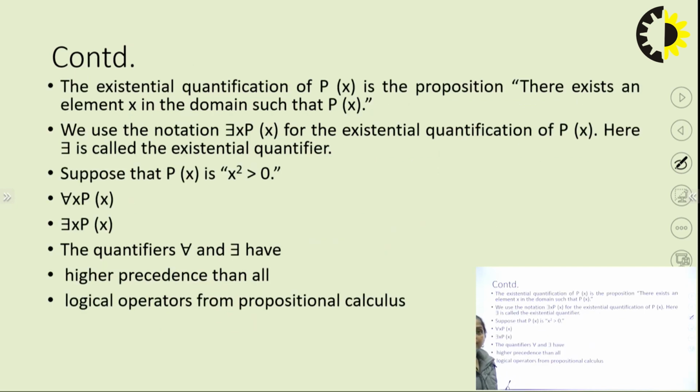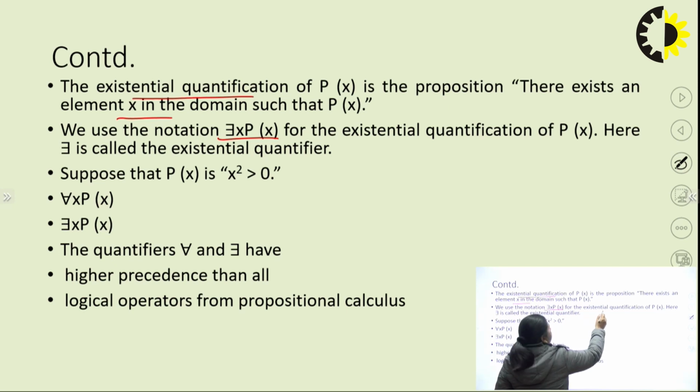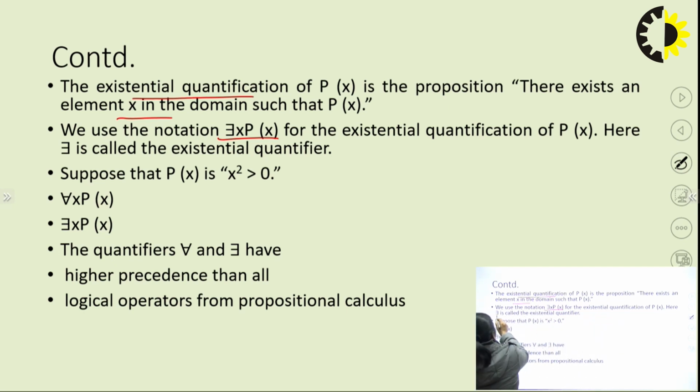Second is existential quantifier. So, what is existential quantification? The existential quantification of Px is the proposition there exists an element x in the domain such that Px. What was in universal? For all x in the domain. Now, we are having there exists 1. When we say there exists 1, it means Px is true for at least 1. What is the notation used? There exists x Px is the notation for existential quantification. Here it is called existential quantifier.